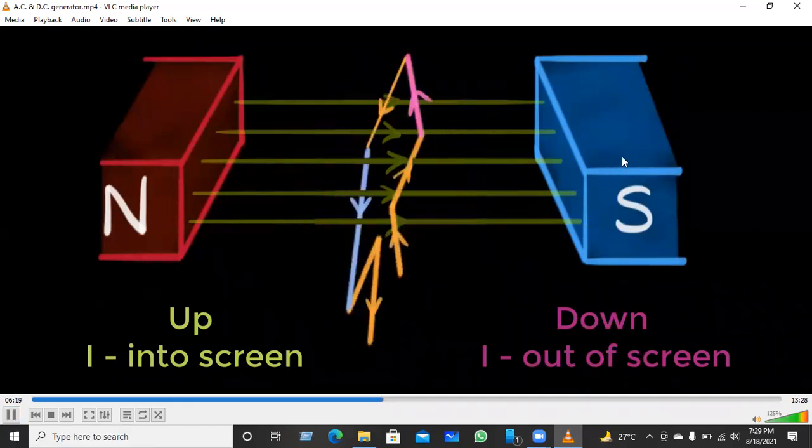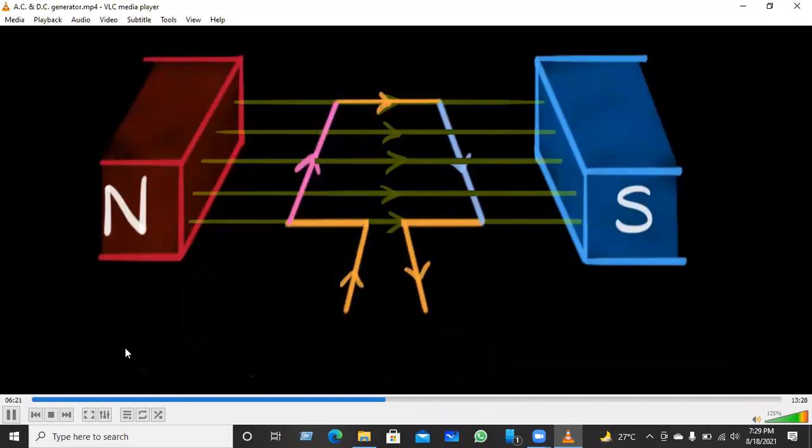Like we are seeing over here. Now, the next question we might have is, how do we connect this coil to an external circuit, like say to a bulb?